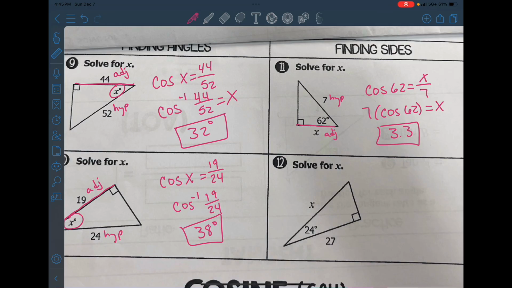X, look at 24. X is our hypotenuse. 27 touches 24, so it has to be adjacent. So I know I'm using cosine of my degree equals my adjacent over my hypotenuse, which is x. And so same thing, I've got to bring that denominator over and multiply, do the opposite operation.